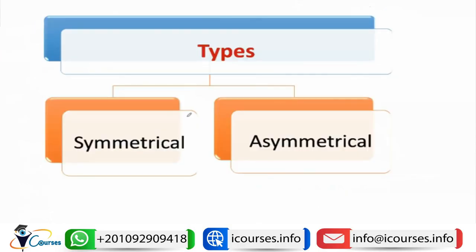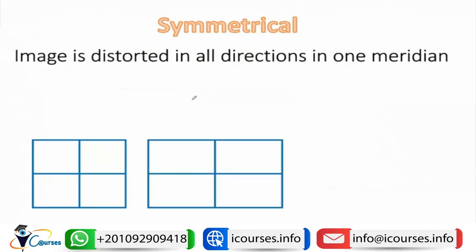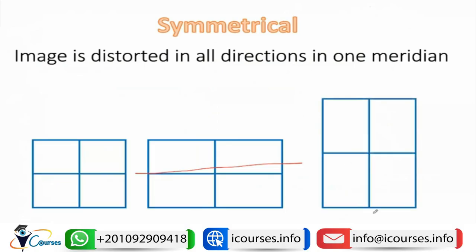The types of aniseikonia could be symmetrical or asymmetrical. For symmetrical, meaning that the image is distorted in all directions in one meridian. So if this is an image, like an image of a window, and the patient looks at it, it can be symmetrically distorted over the horizontal meridian. So it will be more horizontal than vertical, or more vertical than horizontal. So this will be called a symmetrical aniseikonia.